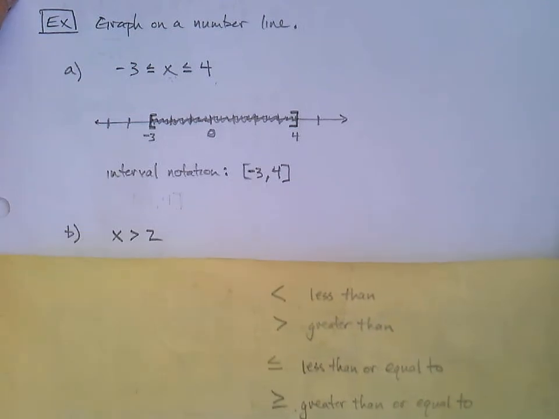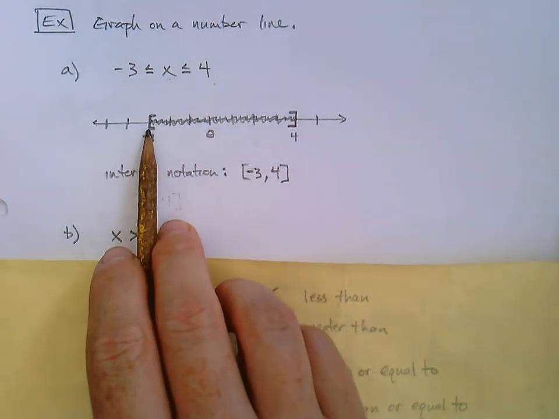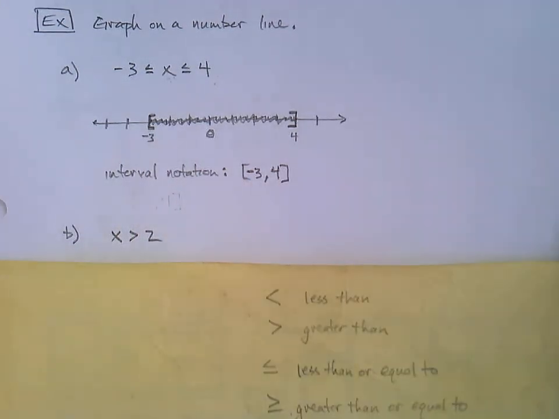And last example, in part B, let's try one without the or equal, because there's a different symbol if we don't equal the numbers themselves. So we'll see that here. x is greater than 2. Let's graph that on a number line.